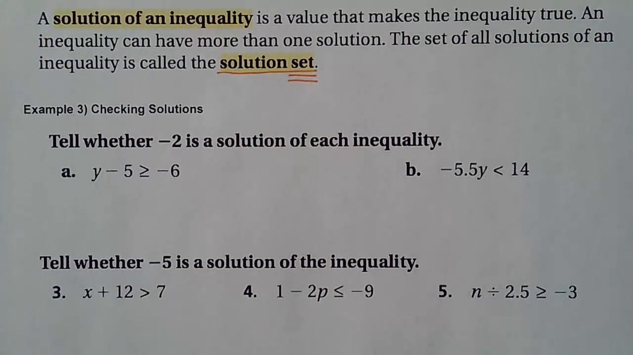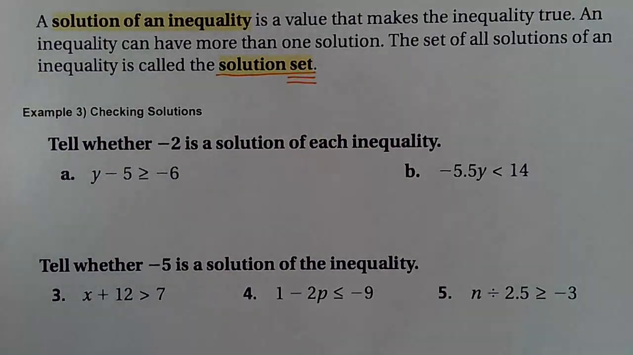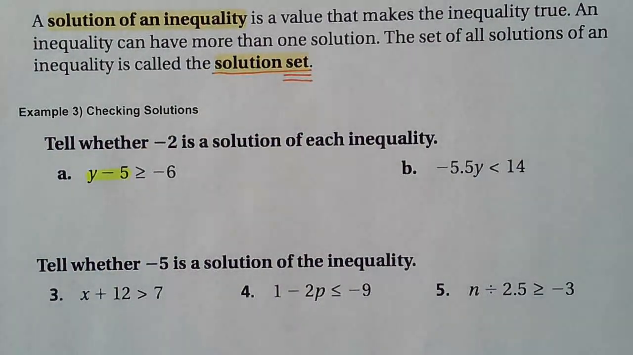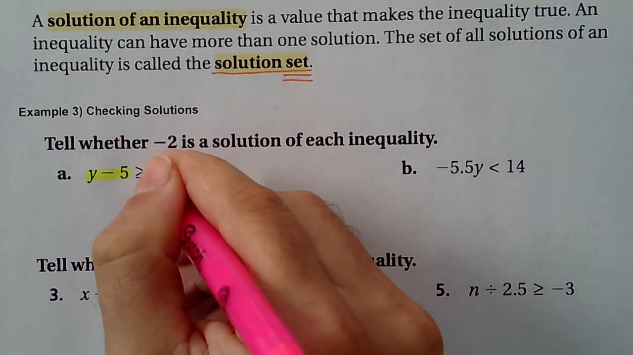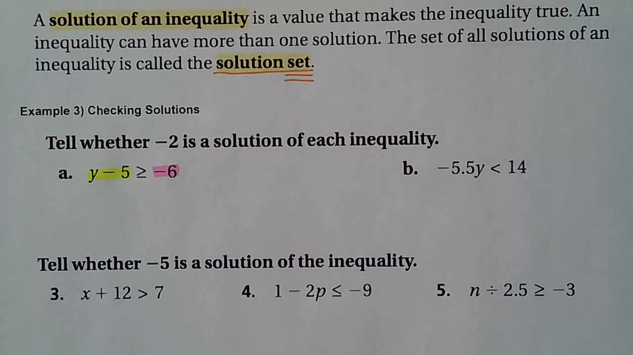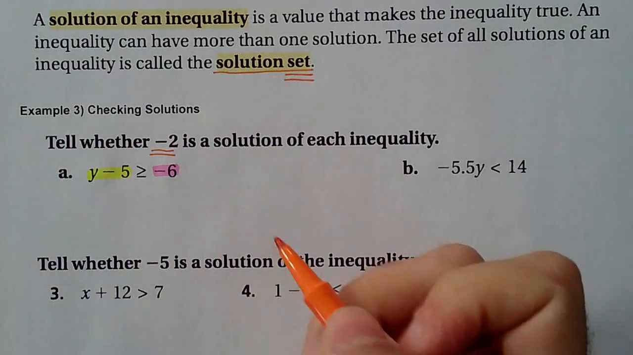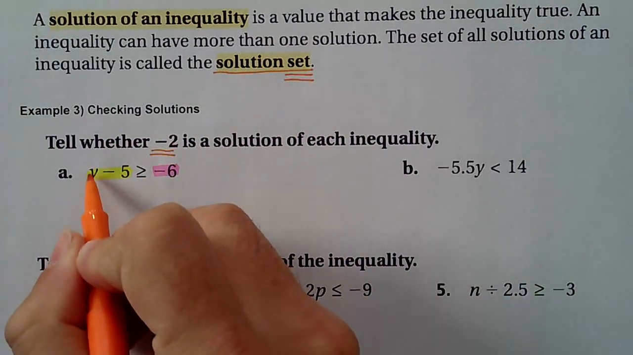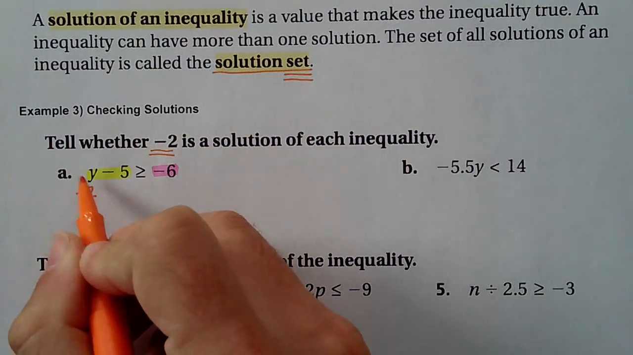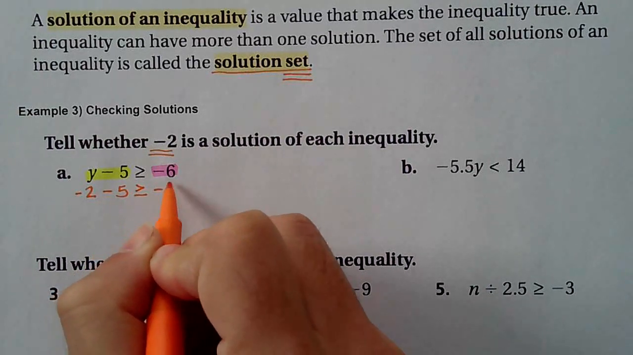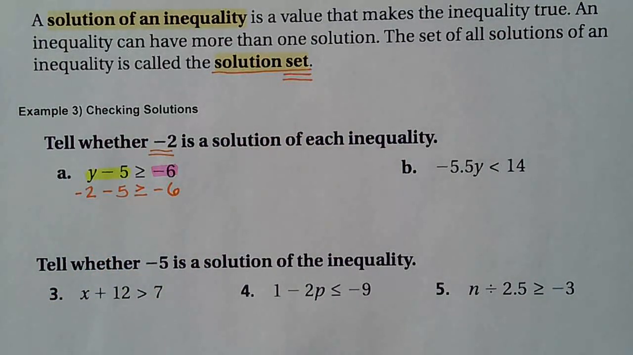Checking for solutions. Tell whether -2 is a solution of each inequality. So what we're looking for here is we're seeing how does the left side of the inequality compare to the right side of the inequality. Now we want to check the solution of -2. So what that means is we're going to replace y with -2. So this y, instead of saying y, is going to become -2. So -2 minus 5 greater than or equal to -6. So everything else will stay the same except for the variable that I replaced with the value.